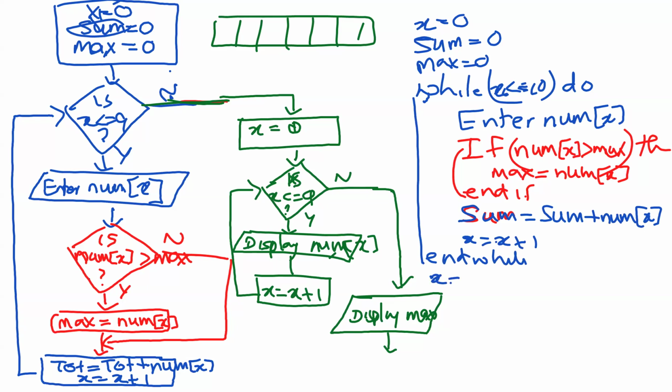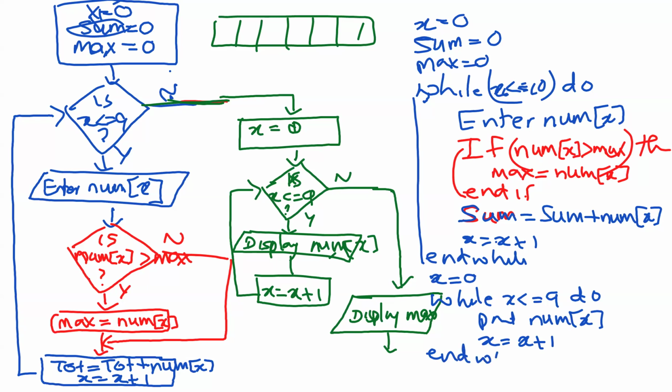X equal 0. Right. X equal 0. Then you start while x less than or equal 9, print num x, then x equal x plus 1, and end while. After that you are going to display sum. Is that clear to all of you?